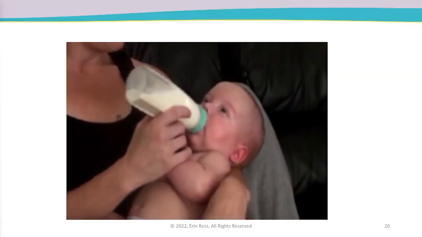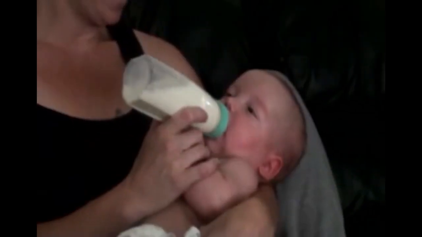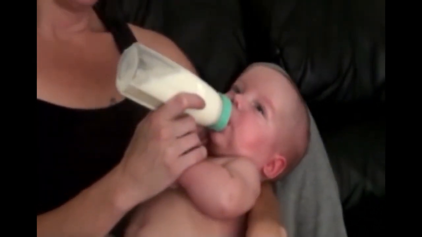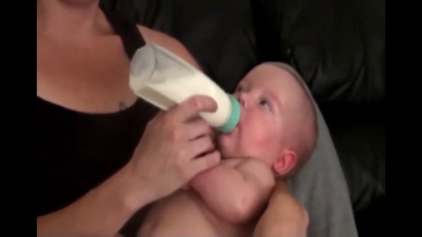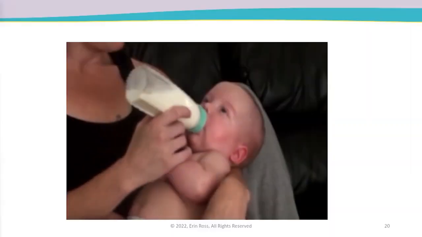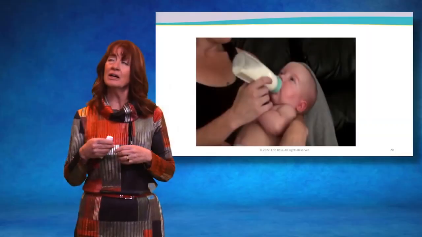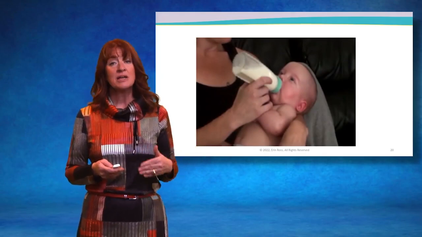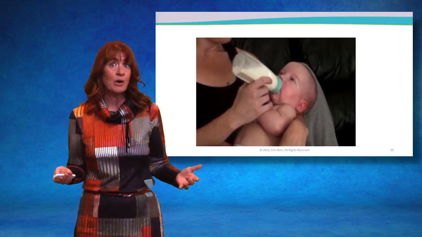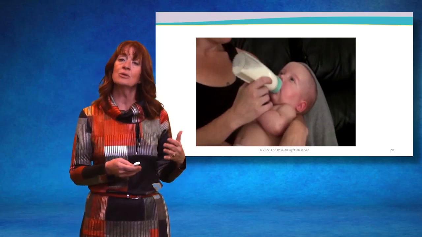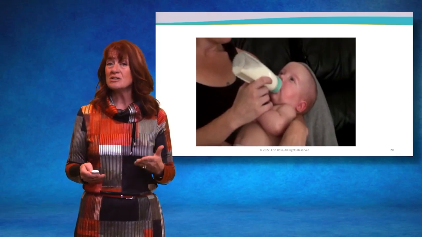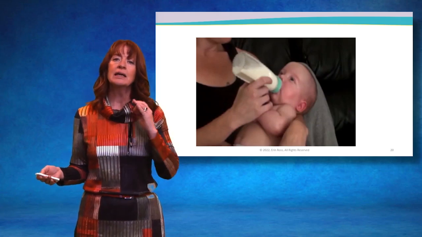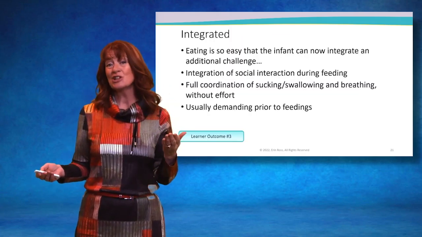So I'm going to actually play that again because it's such a short little video clip. Watch where his eyes are going. He's kind of on autopilot. He's not really attending to his mom. He's more kind of looking off into space. And we see that a lot, especially with children with feeding problems. So you see it with babies who are preterm, but you also see it with babies who have feeding problems. They're not really integrating social interaction.